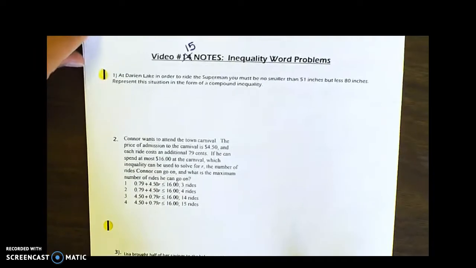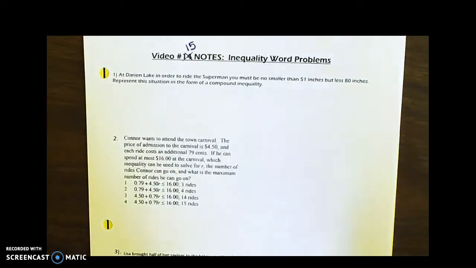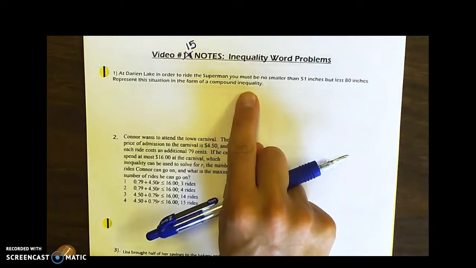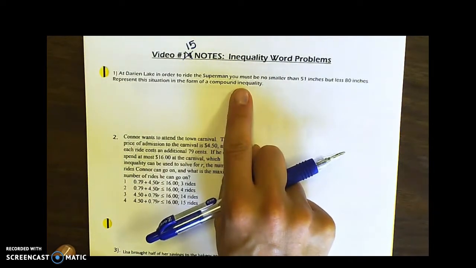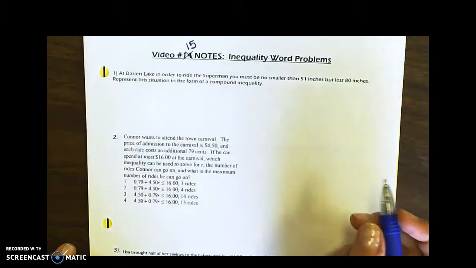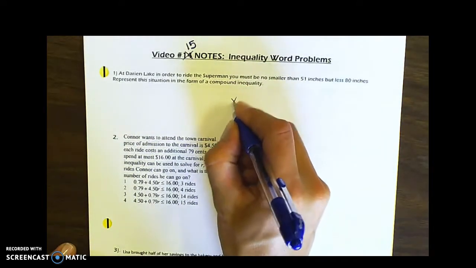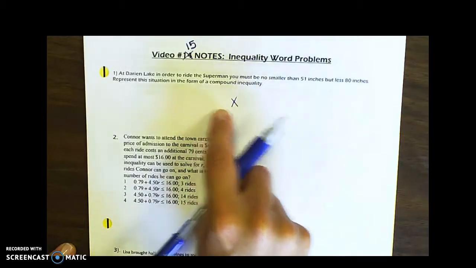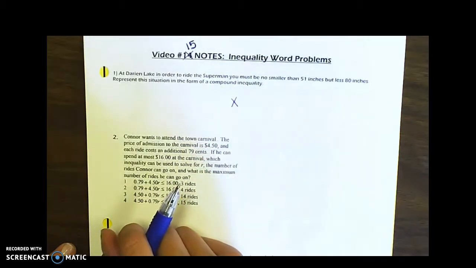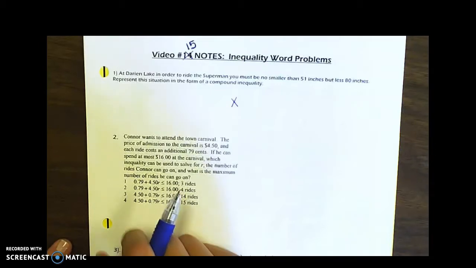All right, so let's take a look here at number 1. At Darien Lake, in order to ride the Superman, you must be no smaller than 51 inches, but less than 80 inches. Represent the situation in the form of a compound inequality. Okay, so what's our main idea here? All we want to do is write a compound inequality. So we're really not setting up an equation, we're setting up a compound inequality, which remember has your x in the middle, and then has an inequality symbol on either side. So let's reread the problem now and see if we can find the information we need.